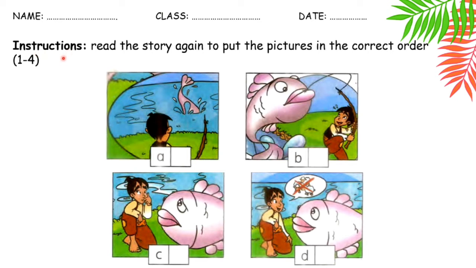So the instruction here tells you, read the story again to put the pictures in the correct order. Alright, so how to do this? So you need to identify the part of the story the pictures came from. There are 4 pictures here, right? Okay. So how to do this? You have to read the story again, and only after that we can put the pictures in the correct order. Alright, so we are going to read the story again. So now let's read the story.